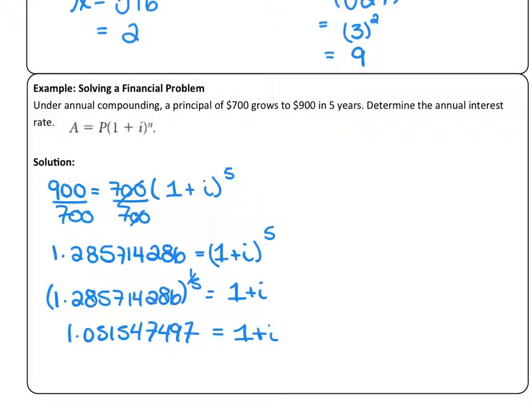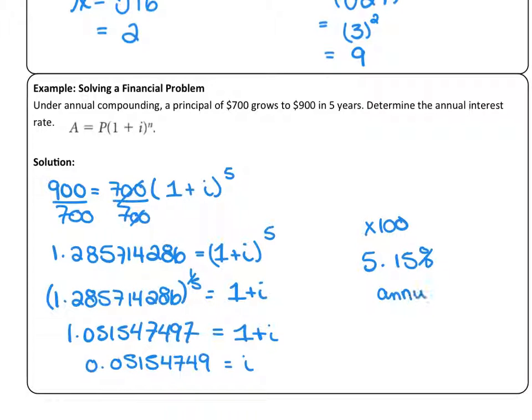And to get i to the other side, I'm just going to subtract 1. So it's 0.051547497. If you want to, you can round that. You can multiply by 100 and you'll get 5.15% annual interest rate.